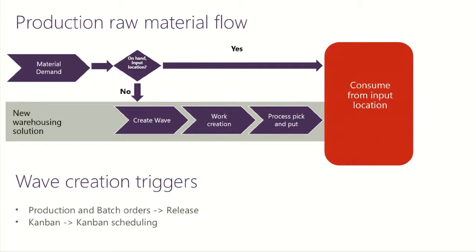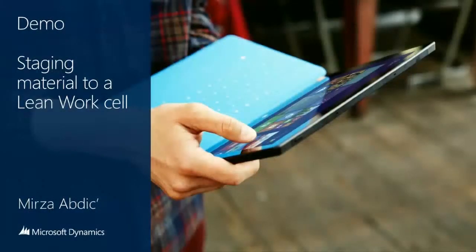But in this red square you see there, which is an input location, that is also created as a location in the new warehousing solution, which means that the warehouse manager at any time knows what is there right now, right here. So through the form called on-hand by location, we can see that. So now we will try to demonstrate this in this demo.